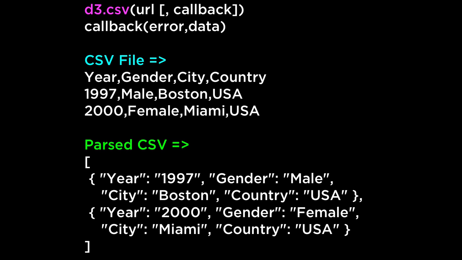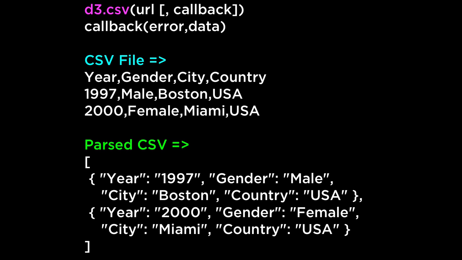This is what it means when D3 takes in a CSV file and parses it into an array of parsed rows. Each array item is a JavaScript object where everything, even numbers, are strings. By parsing it in this way, you can use everything we've learned about arrays of JavaScript objects to use the D3.data functionality.